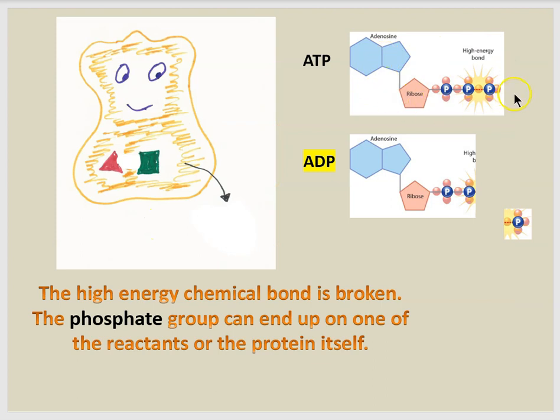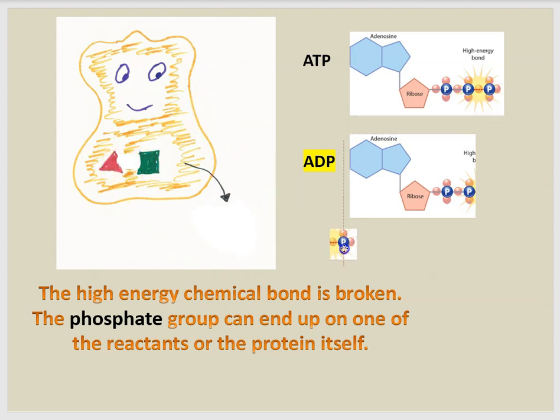If we take a look at the molecules again, comparing them side by side, the ATP has 3 phosphates, adenosine triphosphate. ADP has 2 phosphates. Again, we're breaking that last bond, and that's going to release energy. Now, the phosphate group can end up in a couple of different places. It may end up on one of the reactant molecules itself, or it sometimes attaches to the protein itself. When it attaches to the protein, sometimes that causes a change in the shape of the protein, and that's what is driving the chemical reaction. It's going to push those reactants together so they can form a chemical bond.